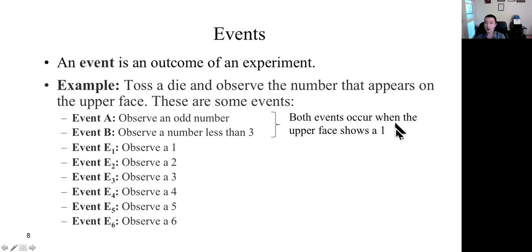Both events occur when the upper face shows a 1. When we have 1, that means we observe an odd number, so event A occurs. And event B also occurs because 1 is less than 3, right? And then these are the simple events: observe 1 or 2 or 3, and so on up to 6.